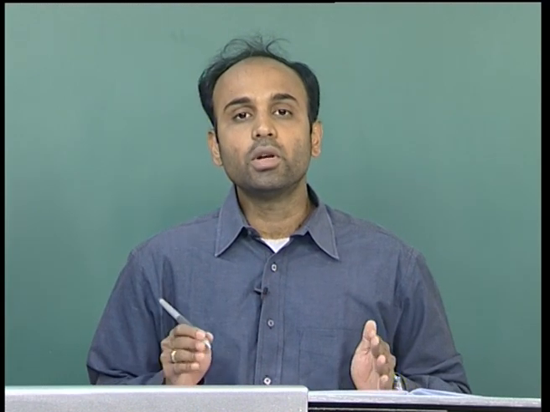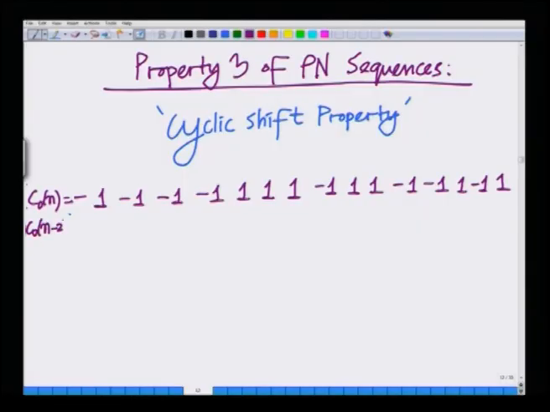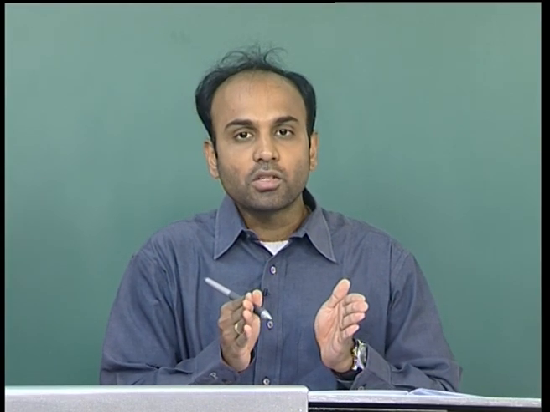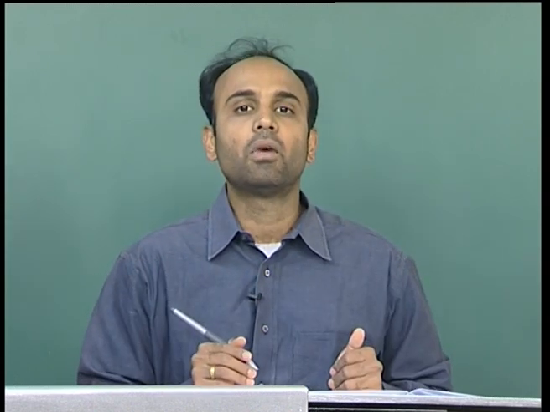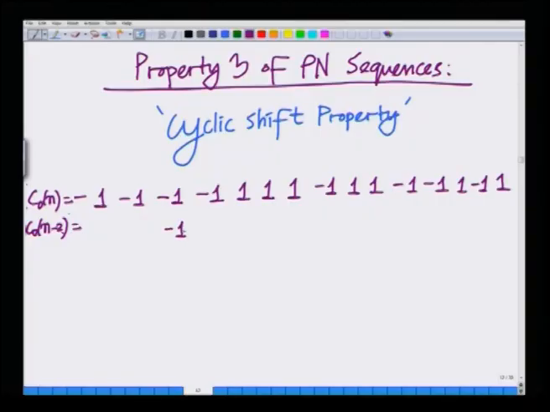Now, what I am going to do is take this code and shift it in time. I am going to consider C0 of n minus 2, which means I am taking each chip of this code and shifting it to the right by 2 units. Remember, f of t minus t naught is a shift in time by t naught. Similarly, C0 of n minus 2 is shifting in time by 2 chips. So, here the shifted code will look like this, minus 1 will come over here, this minus 1 will go over here. I am writing it underneath.